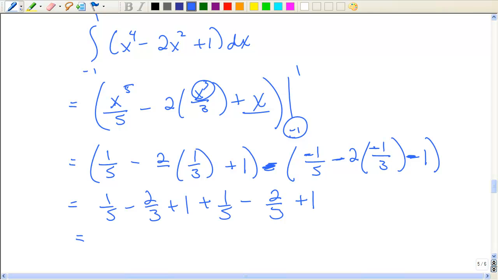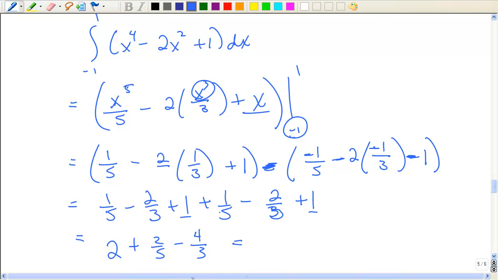Do you have anything that cancels? That's a 1/3. No, they are all alike. So let's see. 1 plus 1 is 2. 1/5 and 1/5 is 2/5. Minus 2/3 and minus 2/3 is minus 4/3.